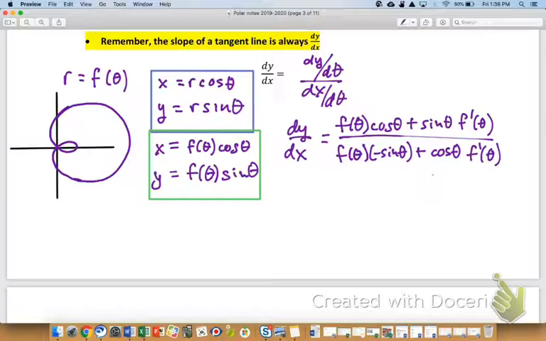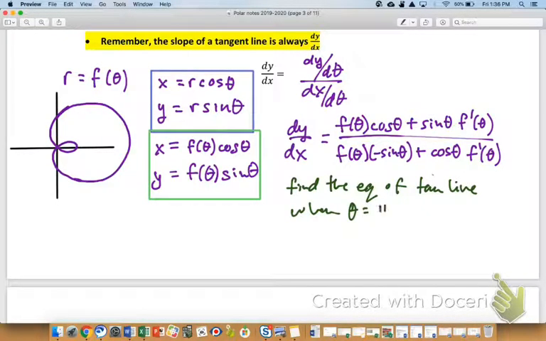Anyways, so what can you do with this? There's a number of things you can do with this, and we're going to practice maybe all of them today, or maybe most of them today, and then the rest on Monday, something like that. But I thought I'd just give you a quick illustration. So here is a way that a question could be worded. It could say something like, find the equation of the tangent line when theta equals, I don't know, pi over 4. Something like that.